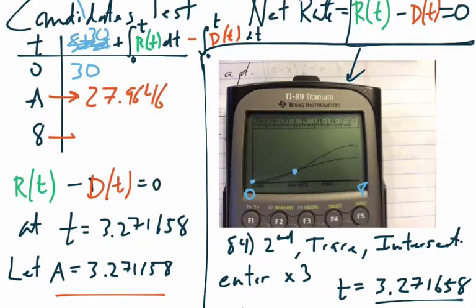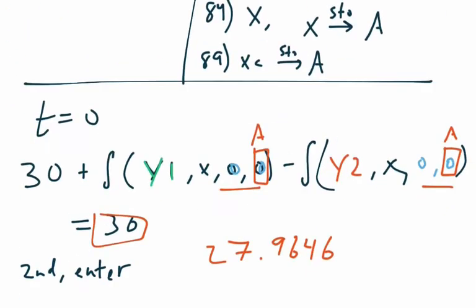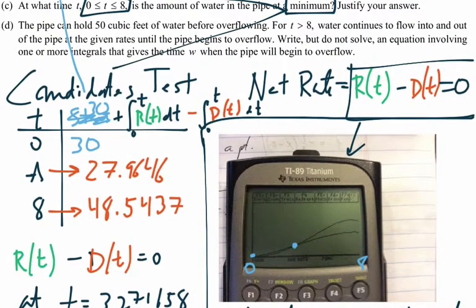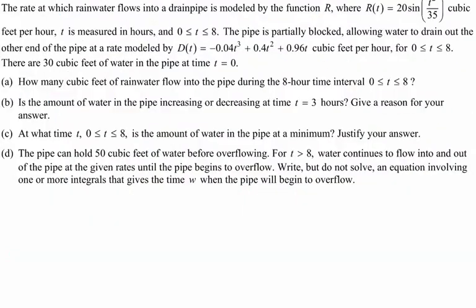And then I would do it again at 8, again hitting second enter to retype everything and just changing that last limit of integration. And when we do that, we get 48.5437. Okay, cool. So let's go ahead and answer the question. Where is it a minimum? It's a minimum here at A, and then you're pretty much done because the candidates test is the work you have to do.